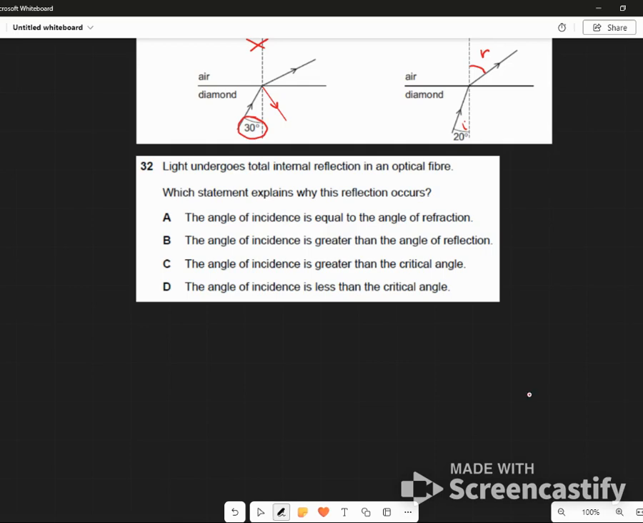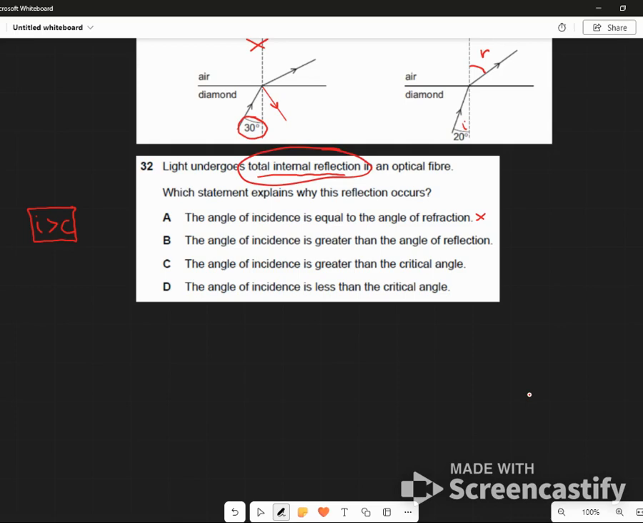Light undergoes total internal reflection. So what can I say about that? If it's going to undergo total internal reflection, the angle of incidence must be greater than the critical angle, okay, for internal reflection to happen. The angle of incidence is equal to the angle of refraction. No. Okay, because there's no refraction, because there is total internal reflection. The angle of incidence is greater.